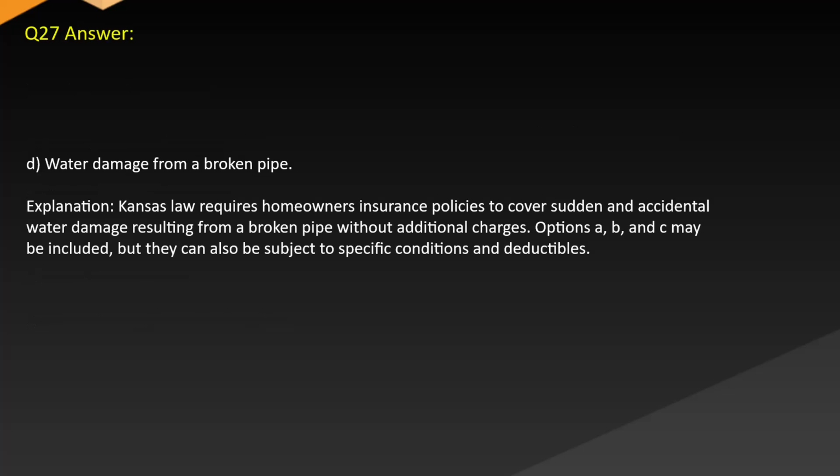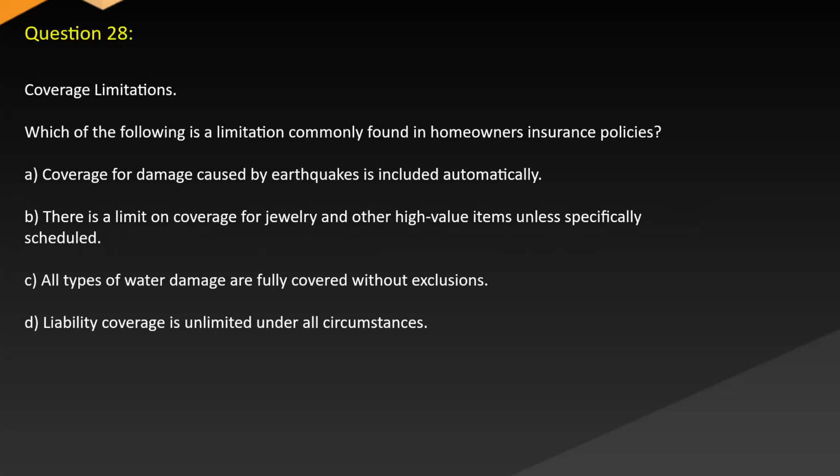Answer. D. Water damage from a broken pipe. Explanation. Kansas law requires homeowners insurance policies to cover sudden and accidental water damage resulting from a broken pipe without additional charges. Options A, B, and C may be included, but they can also be subject to specific conditions and deductibles.